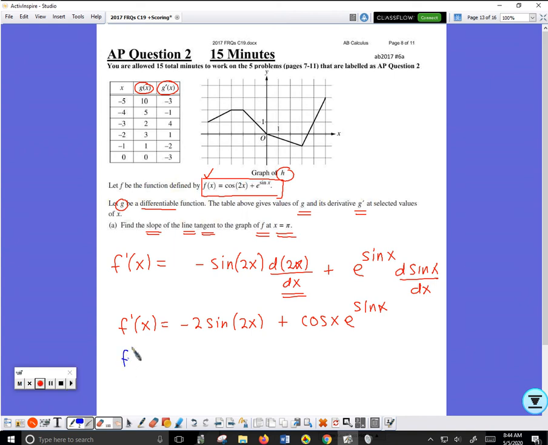So then f prime, when x has a value of pi, now I am allowed to just plug everything in, and I don't have to do any evaluation, even on the sine and cosine. So this will be negative 2 times sine of 2 times pi. Using parentheses will save errors, so I'm careful to do that. Plus cosine of pi times e to the sine of pi. And you can stop right there.